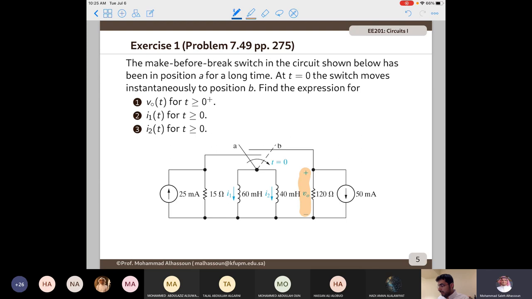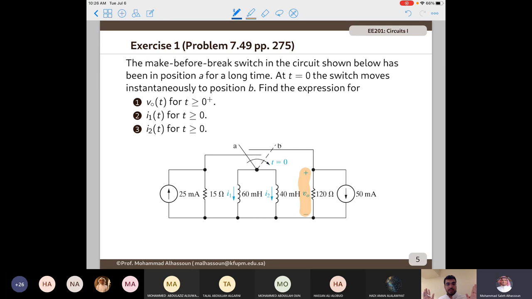Okay, again, here we can see that V naught is the voltage across the 120 ohm resistor, and when the switch moves to position B, this voltage is equal to the voltage across the parallel combination of the inductors. So we may need to divide this problem into two sub-problems. First of all, let's recall that the voltage across the inductor is simply the derivative of the current multiplied by the inductance. So let's find the current passing through the parallel combination of these inductors.